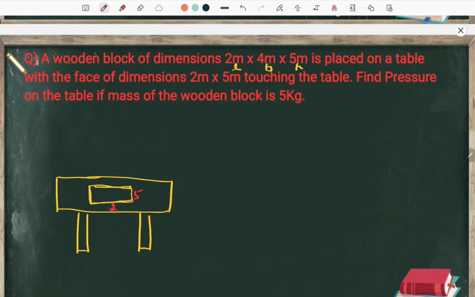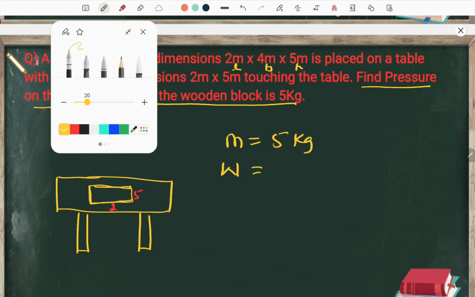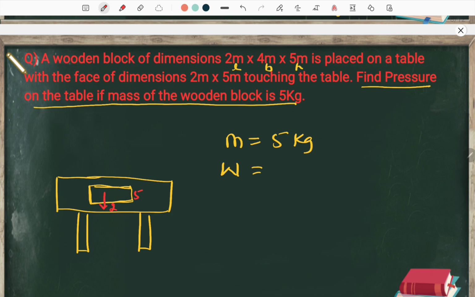The mass is also given, right? The question is: find pressure on the table if the mass of the wooden block is 5 kg. So the mass is 5 kg, which means what is its weight? Weight will be acting downwards, you know about this weight. This downward weight is known as a perpendicular force, which is equal to mg. So m is 5 and g value is 10, so that is 50 Newton. This is the perpendicular force.